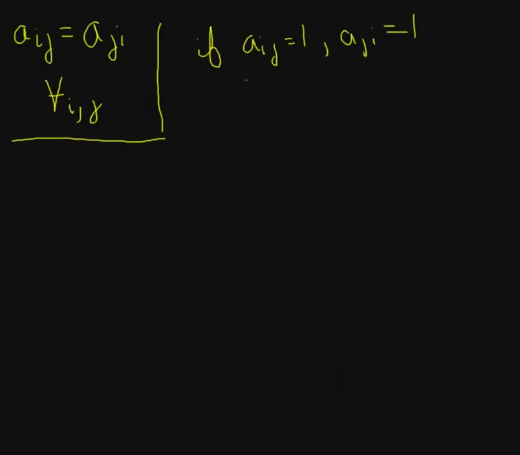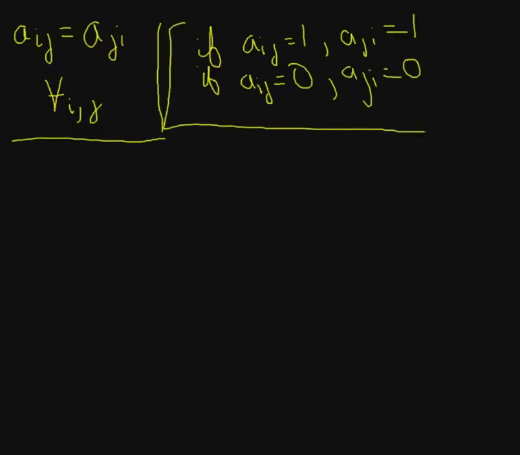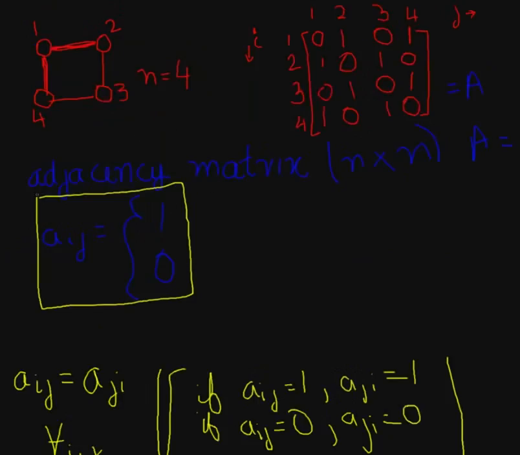So this means that if Aij is equal to 0, Aji is also equal to 0. And you can see that since Aij can only have two values, these two statements prove that Aij will always be equal to Aji, which is the exact condition for a symmetric matrix. So the adjacency matrix is always going to be symmetric.